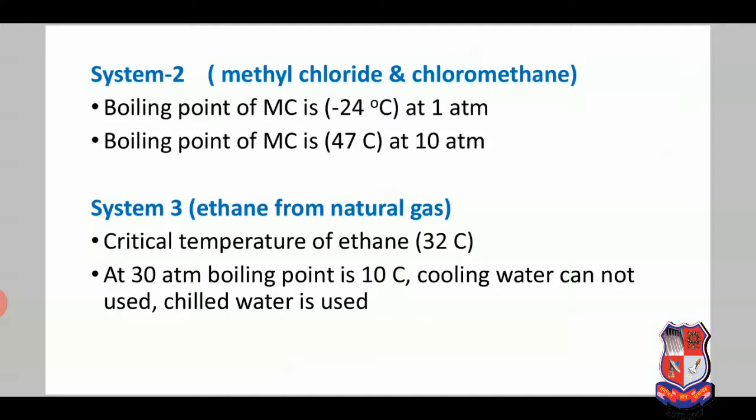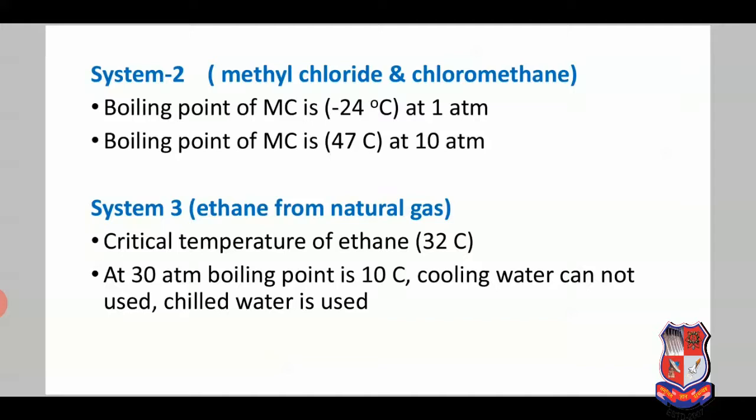So what option do we have? We can increase the pressure to 10 atmosphere and now its boiling point will rise to 47 degrees Celsius. So now it is possible to condense those methyl chloride vapors by using simple cooling water at 35 degrees Celsius.